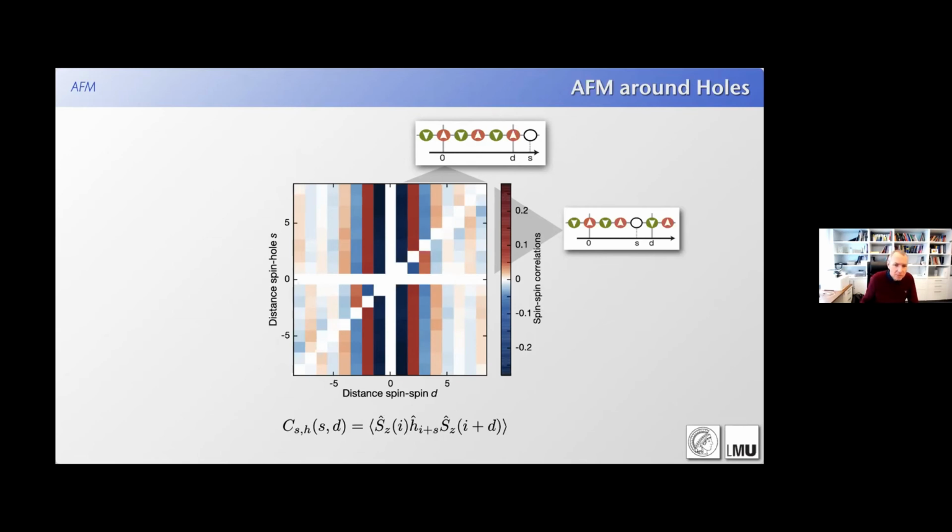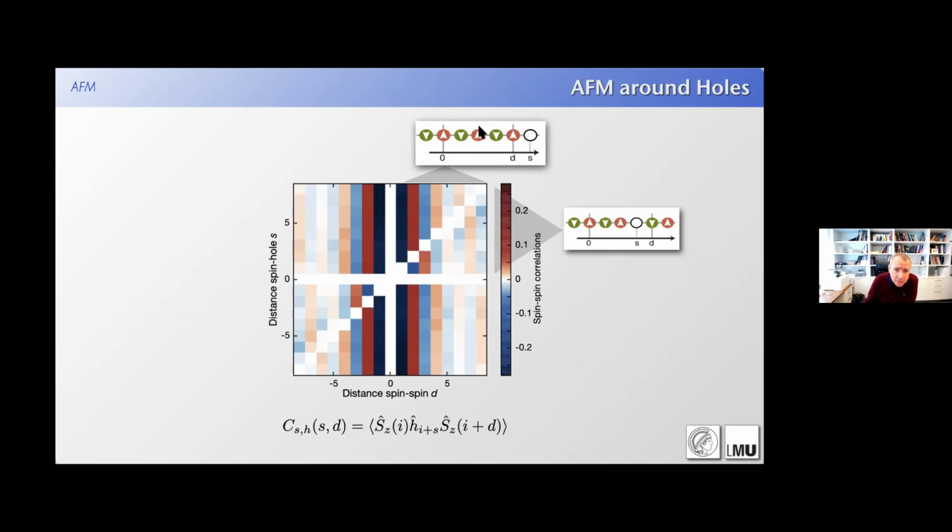Now there are two possibilities this s can take. The hole can be outside of the two spins we're correlating, so s can be larger than d. That would be this configuration. If the hole is outside of the two spins, then of course I would just see my standard antiferromagnetic ordering, up, down, up, down, up, down, in the correlation function of these two spins.